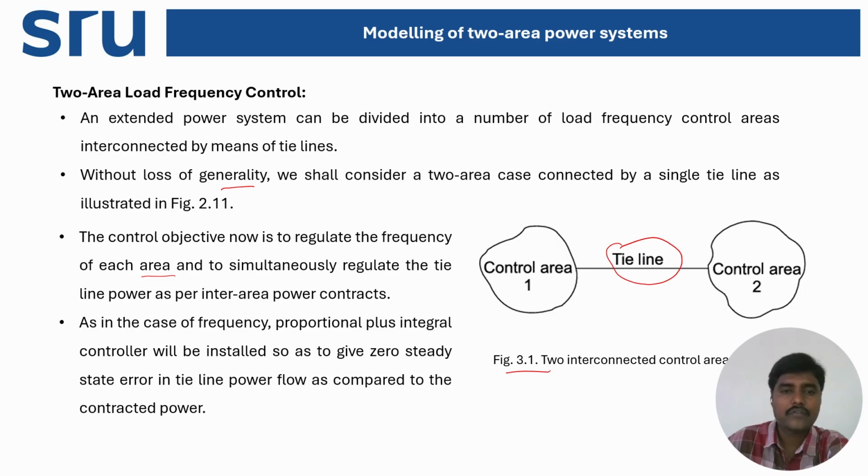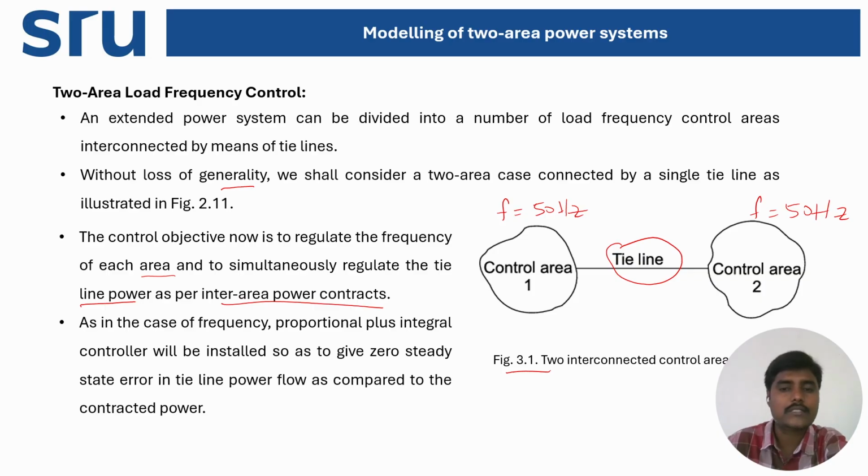The control objective now is to regulate the frequency of each area. That means the frequency needs to be maintained constant in area 1, and also in area 2 as well. Simultaneously you have to maintain the frequency constant in both the areas by regulating the tie line power and also by maintaining the inter area power contracts.